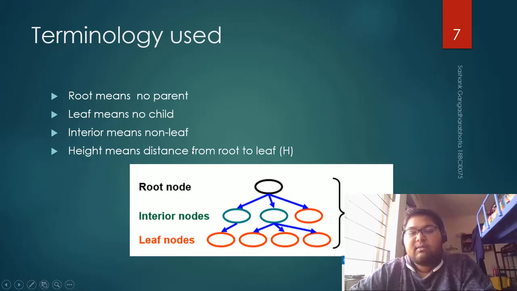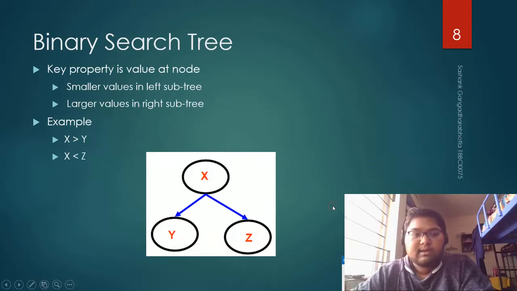Height means the distance from root to leaf. We can also say that the tree is divided into levels like 1, 2, 3, as the height here is 3. Continue on next.